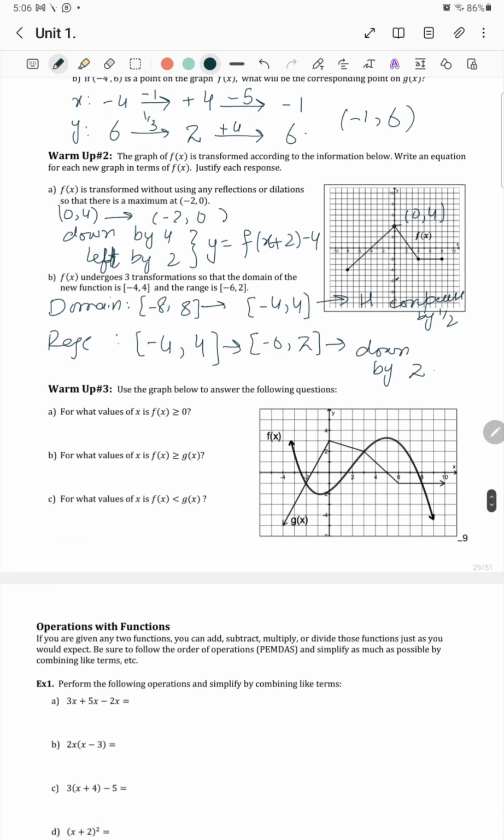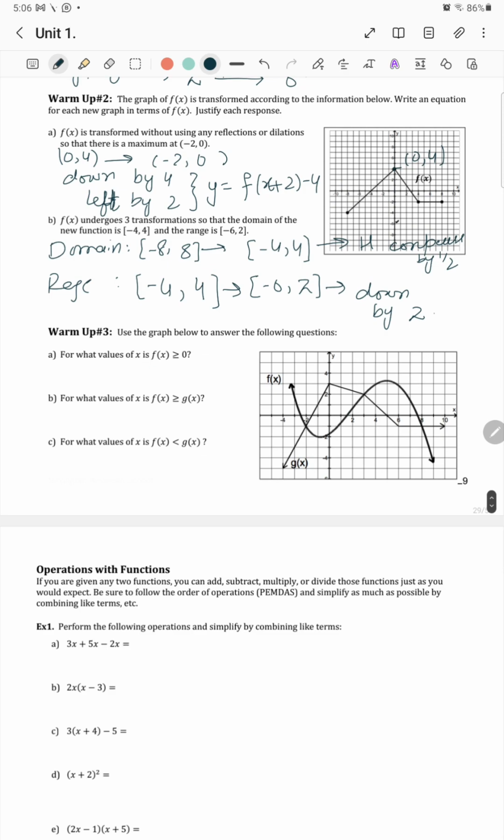Use the graph below to answer the following questions. For what values of x is f of x greater than or equal to 0? This is the function f of x. For what values of x is it greater than or equal to 0? From minus infinity to minus 2.5, union, since greater than or equal to 0 means above the x-axis, from 1.5 to 7.5.